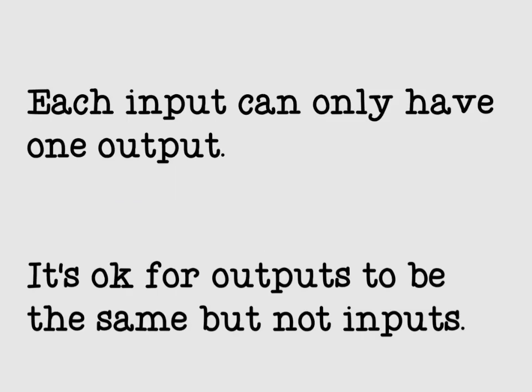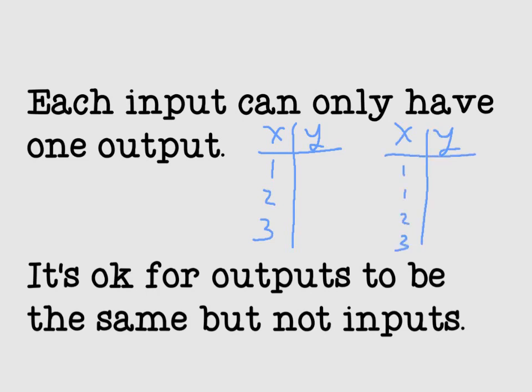Each input can only have one output, so having 1, 2, 3 is okay, but having 1, 1, 2, 3, where the 1 is mixed with -1 and 3, is not okay. It's okay for y values to be repeated, but not for the inputs.